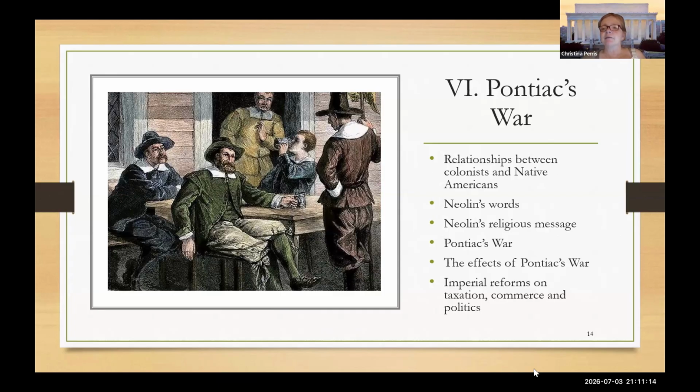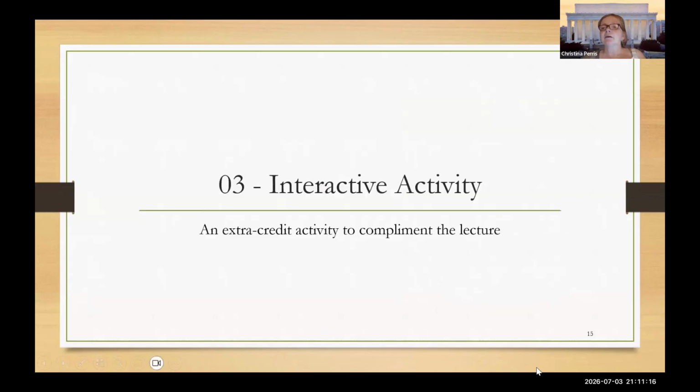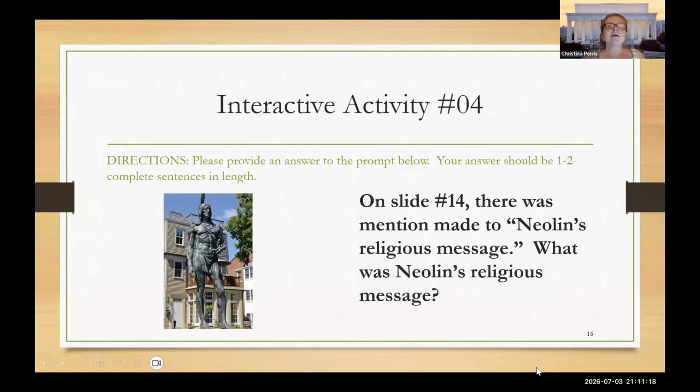Let me see what I'm doing power-wise, folks. One second. Sorry about that, folks. Let's try and get my screen up here. Let's see how much power I have.